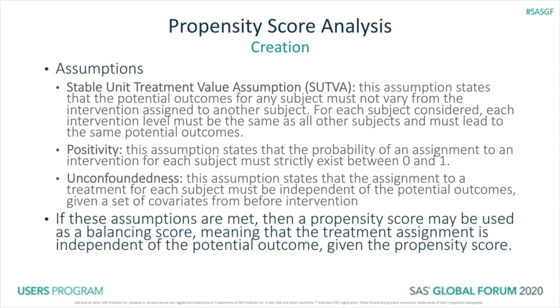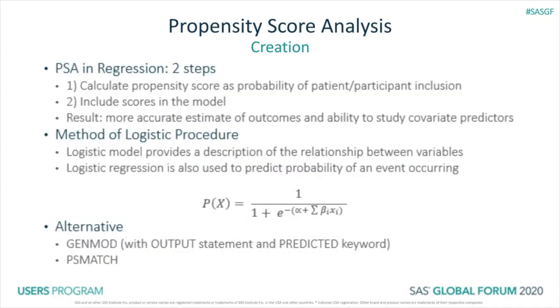Okay, so the creation of a propensity score is actually very easy. It can be created in two steps. The first step is to calculate the propensity score as the probability of a patient or participant's inclusion in a specific group. That can be done through several different methods. One of the most popular is through PROC LOGISTIC. And then once you've created that score, just include it in your model through one of the techniques that we'll discuss in today's presentation.